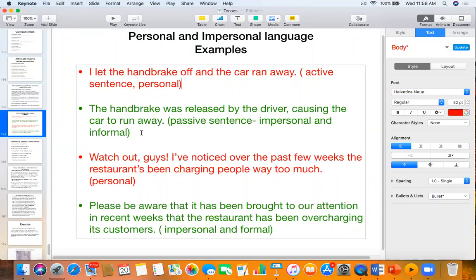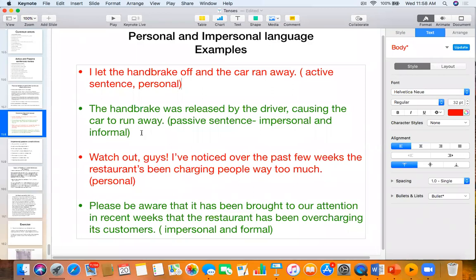I let the handbrake off and the car ran away. The handbrake was released by the driver, causing the car to run away. Which is easier for you to understand? Yeah, the active. Active is easier. Why? Less sentence.